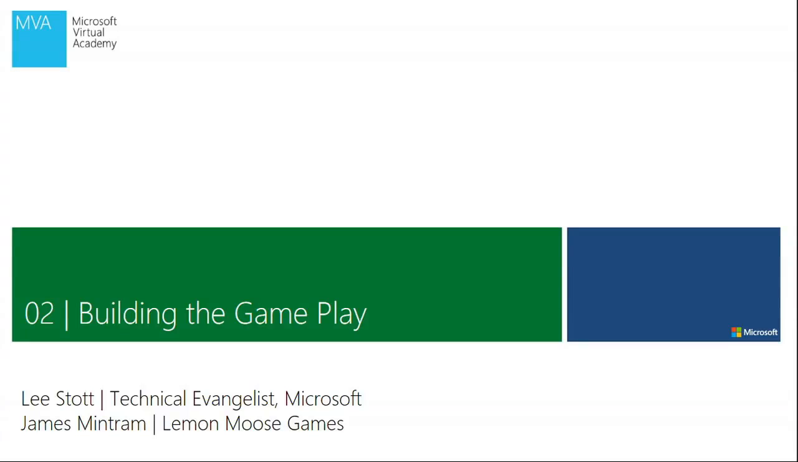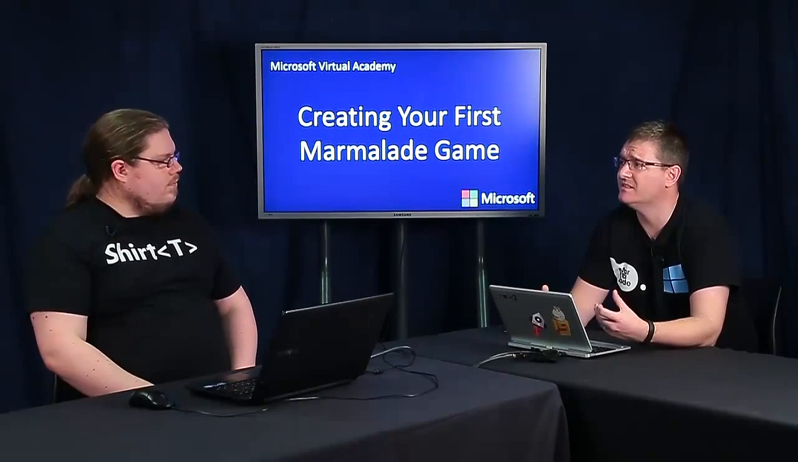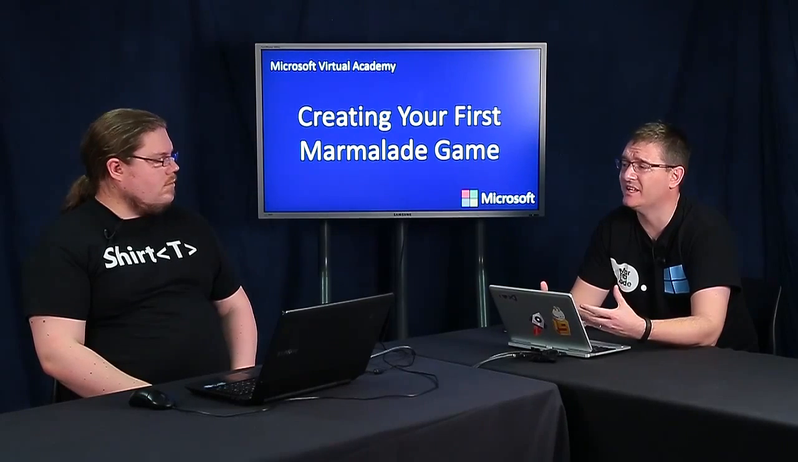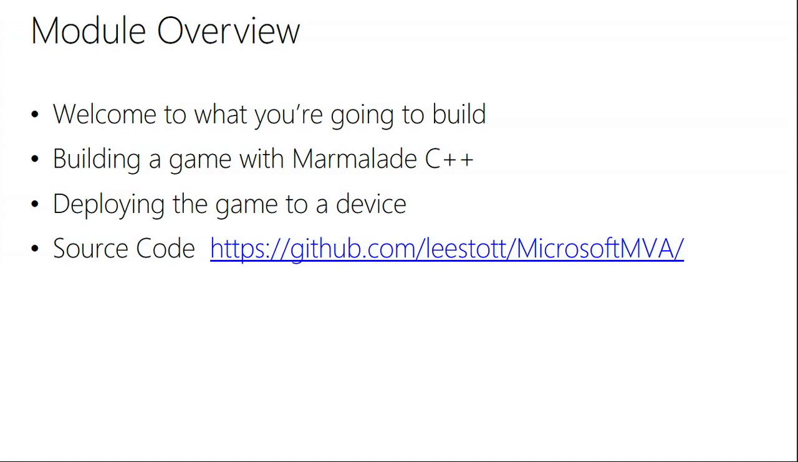So module 2, building the gameplay. In this module, we're going to really focus upon what is in the game in terms of the code, the different scenes, the different aspects, and more importantly, how you actually can get into building that game if you're new to C++. So in terms of an overview, we're going to be talking about what we're going to be building. We're going to be building a game with Marmalade C++, deploying the game to a device, and then looking at where you can get the source code. So all the source code for today's examples are on the GitHub repository here. So please feel free to download and follow along as we're going through the program.